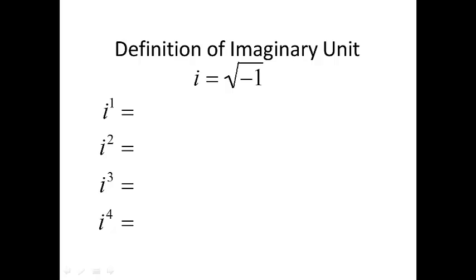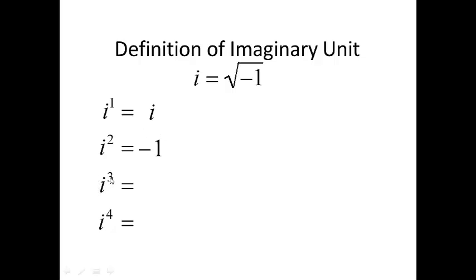Alright, first we're going to look at what happens when we take the imaginary unit to an exponent. Well, i to the 1 is just i. And if we square this side and this side, we can cancel out the square root. So that means that i squared is going to equal -1.